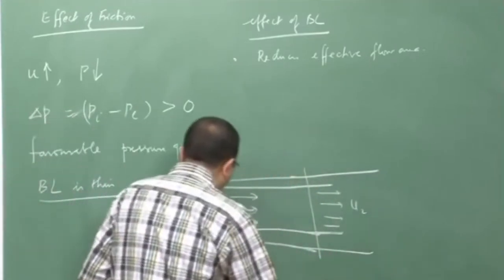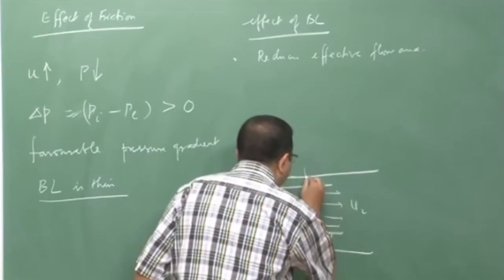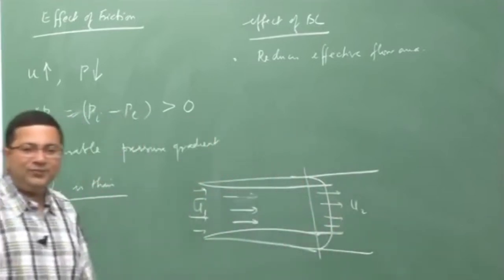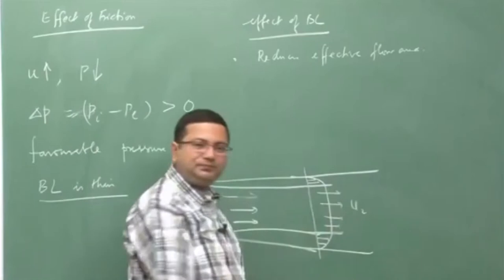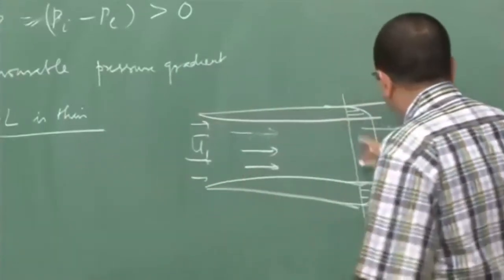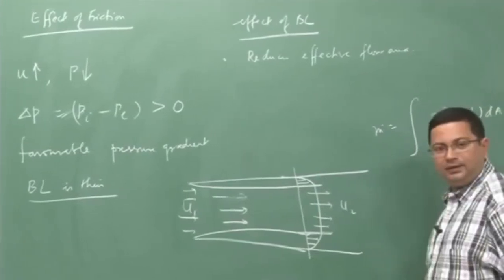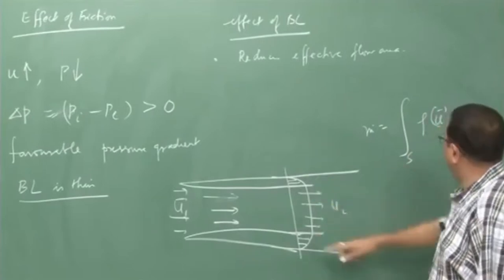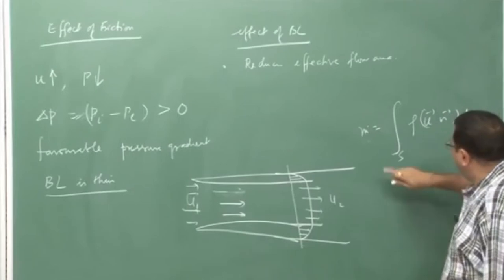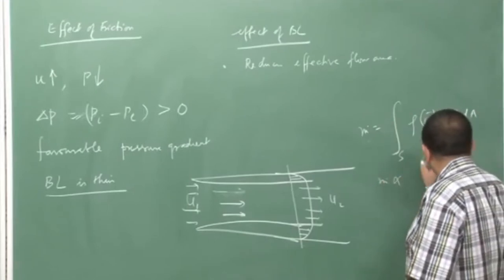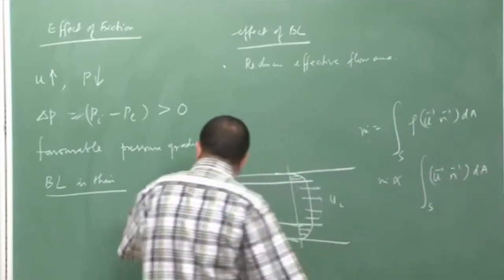The answer is no, because actually this u1 is here at the entry. Because of the fact that here the velocity has gone down. If I draw the velocity profile here, close to the wall the velocity has gone down, in between it is uniform. Now, our mass flow rate m dot is integral rho u dot n dA, over the surface, let's say, over this area. So, mass flow rate is given like this. If we consider the density is constant, in that case, essentially mass flow rate is proportional to integral u dot n dA.